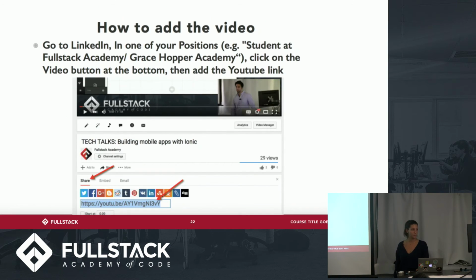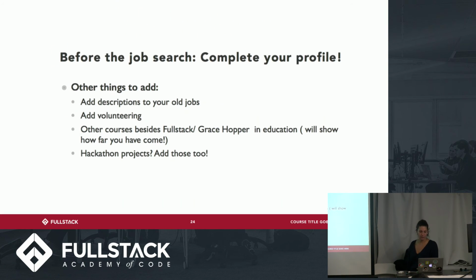And here's how to add them. Go to LinkedIn. In one of your postings, click on the video button at the bottom and then add the YouTube link. As you can tell, it says share. It's got the whole thing on there. But it's very easy. If you need help, just let me know, but you should not. Okay.